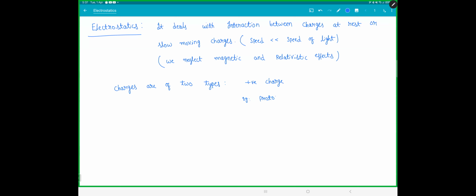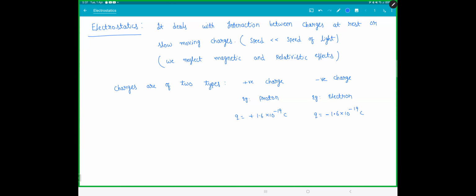An example of a positive charge is a proton. The charge is given the symbol Q, which is plus 1.6 into 10 power minus 19 coulombs. That's your SI unit. And we take negative charge. For example, if you take an electron, the charge is given by minus 1.6 into 10 power minus 19 coulombs.